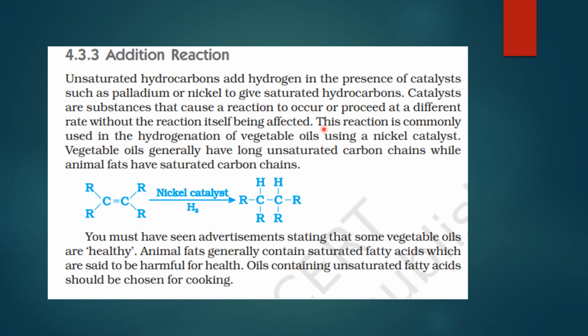ओके, तो हमें अगर unsaturated hydrocarbons जिनमें कि double या triple bonds होते हैं उन्हें convert करना है into saturated hydrocarbons with single bonds. So we will add hydrogen in presence of palladium or nickel. These both are catalysts. Okay, so this reaction is commonly used in the hydrogenation of vegetable oils, and we use nickel catalyst for that, right? Now, vegetable oils generally have long unsaturated carbon chains, and animal fats have saturated carbon chains, right? ये इनमें difference होता है.